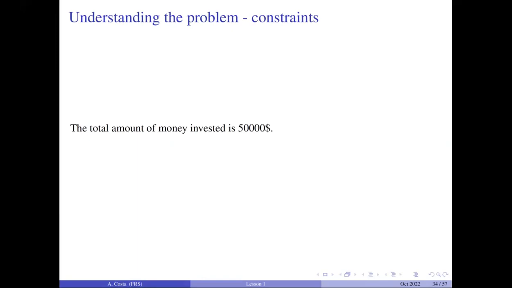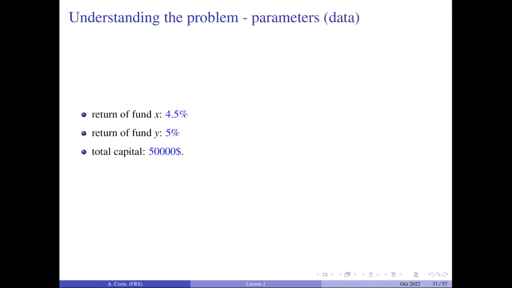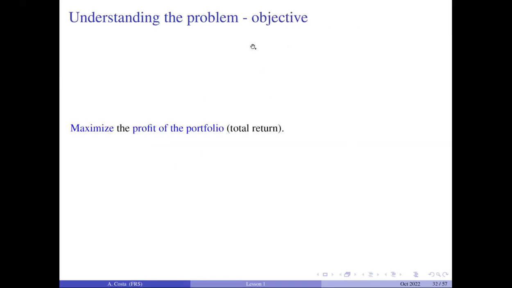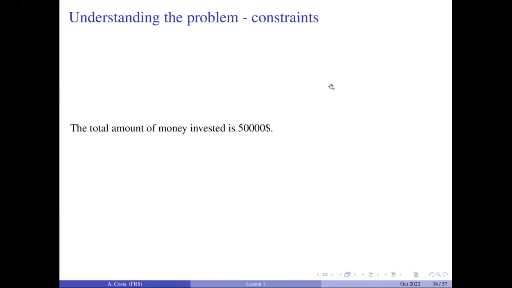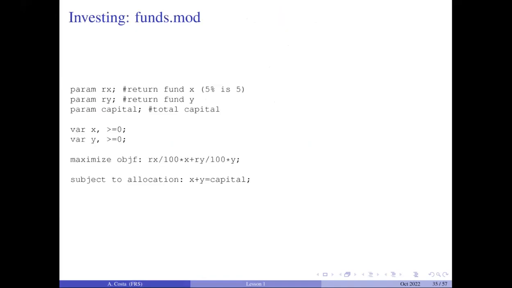These are the components of the problem. I repeat, data, the parameters, what we know before, is number one. Number two, the objective function. Number three, the variables. And number four, the constraints. Okay, so these are the four things you need to know in order to describe an optimization problem. At this point, we can write a mod file. So remember, there is mod, dat, and run. Let's start with the mod file.